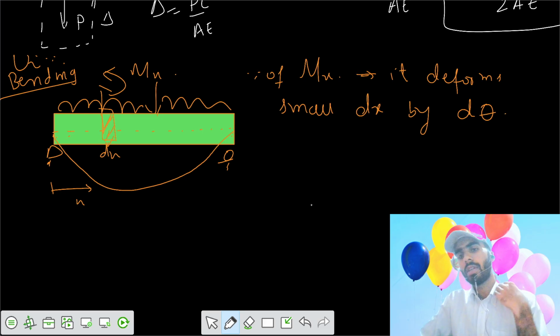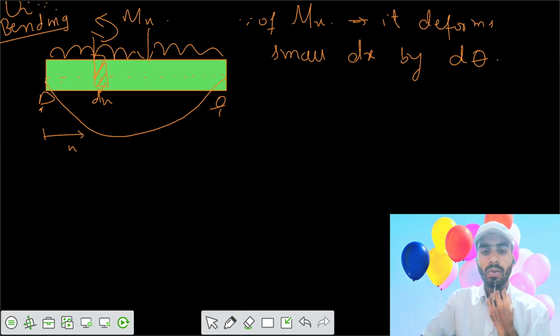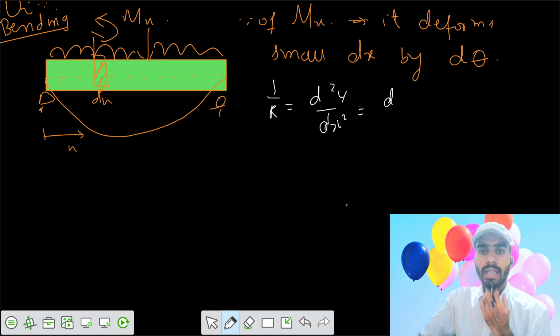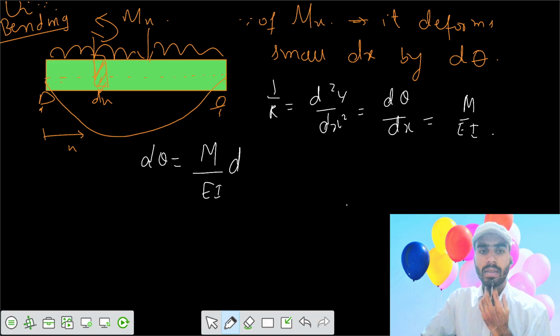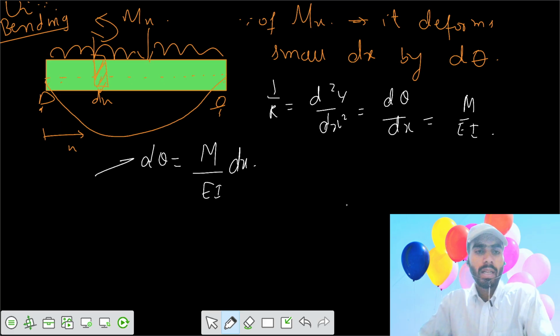If it deforms by some amount of d theta, we know the curvature relation that 1 by R equals d2y by dx2 equals d theta by dx equals M by EI. So the value of d theta, in terms of moment, equals M by EI into dx. So in deforming the material by some amount of d theta, you need to apply a moment M.